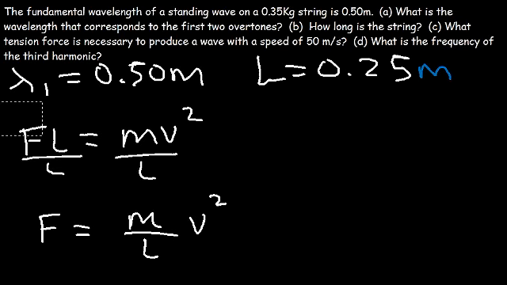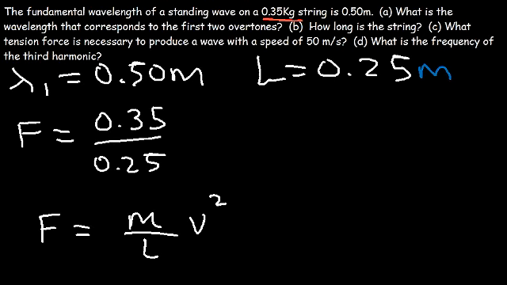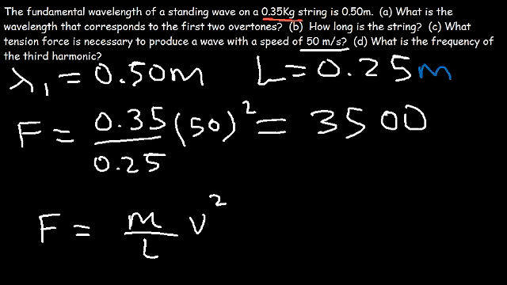So now let's plug in what we have into the formula. So the tension force is equal to the mass, which is 0.35 kilograms, divided by the length of the string, which is 0.25 meters, times the square of the speed, which is 50 meters per second. So 0.35 divided by 0.25 is 7 over 5, which is 1.4, times 50 squared, and that's going to be 3,500. So the tension force is 3,500 newtons.